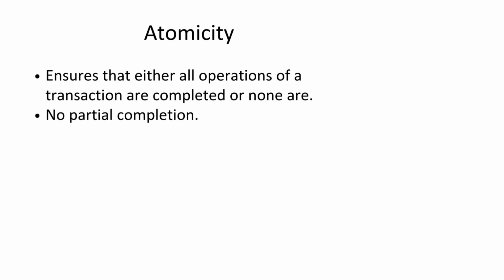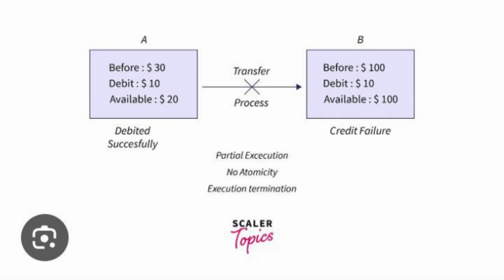Atomicity means all operations in a transaction must be completed or none at all. Think of it like a light switch. It's either on or off, never in between. If an error occurs halfway through, everything is rolled back. This guarantees data doesn't get partially updated.